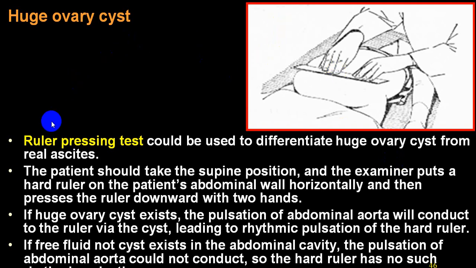There is one technique which is described in case of a huge ovarian cyst. We call it the ruler pressing test, where to differentiate a huge ovarian cyst from ascites, you will have to use a foot rule. What you do is, the patient should take a supine posture, and the examiner will put a foot rule on the patient's abdominal wall horizontally, and then press the foot rule down with two hands. The huge ovarian cyst exists.